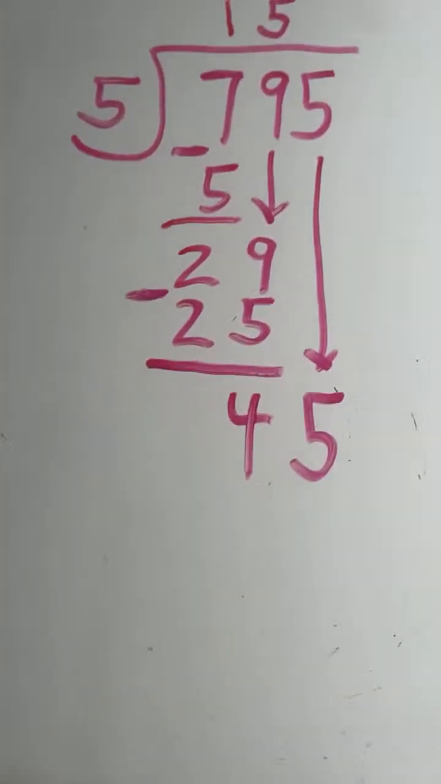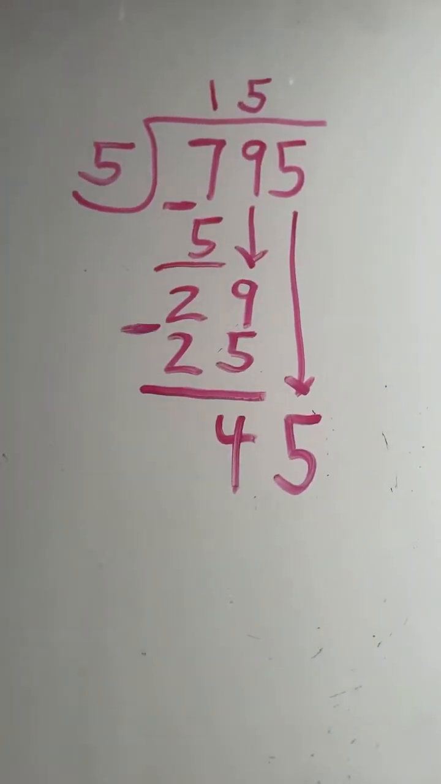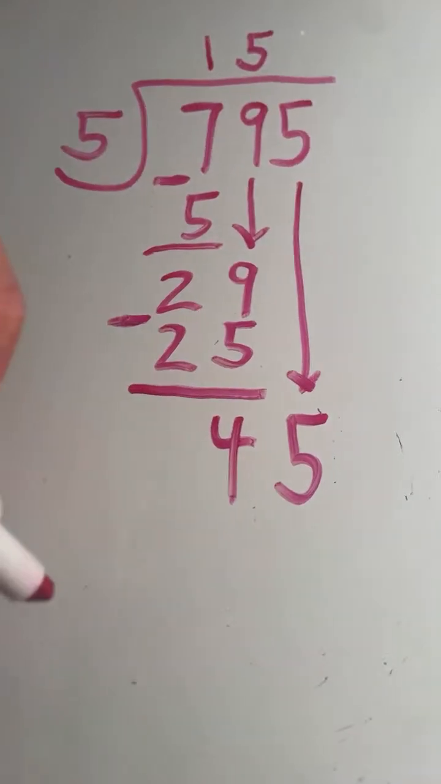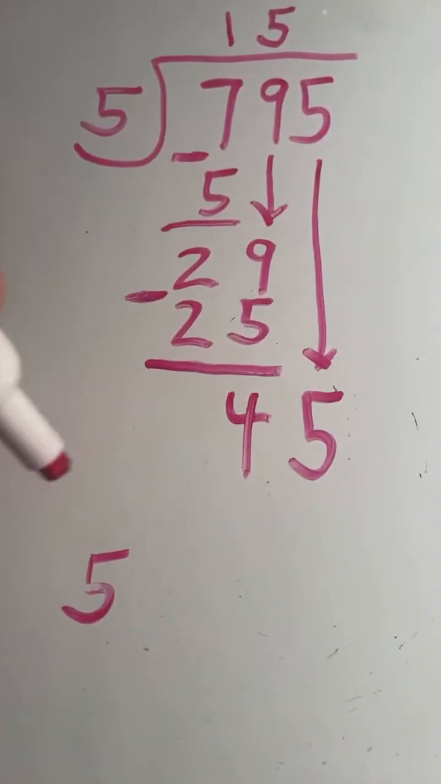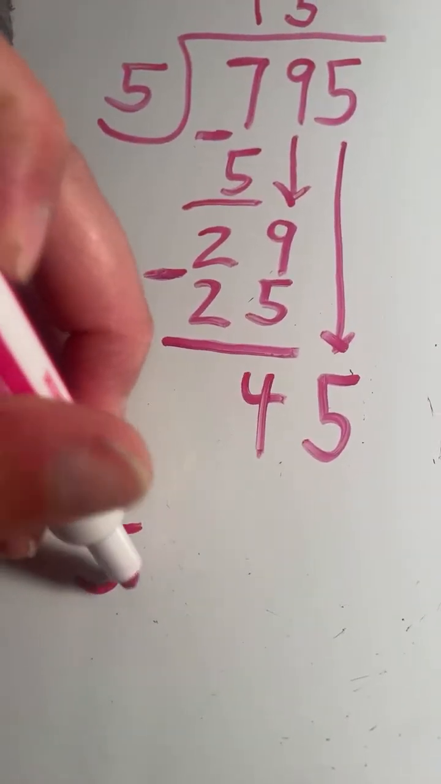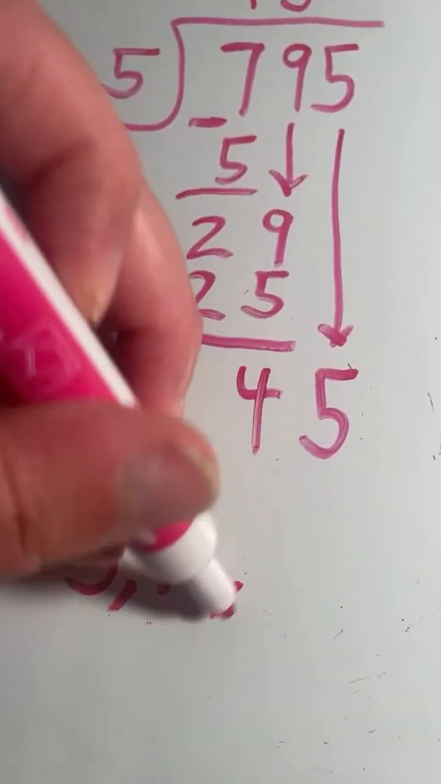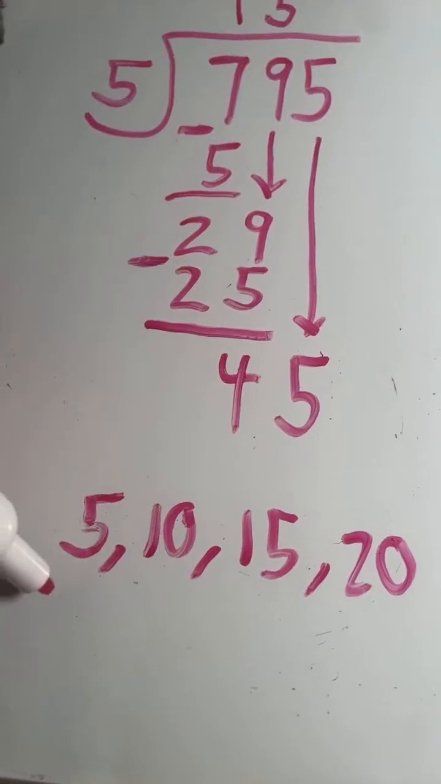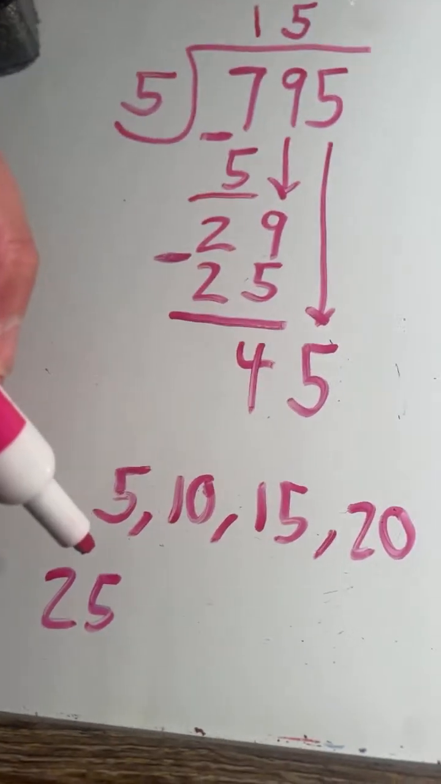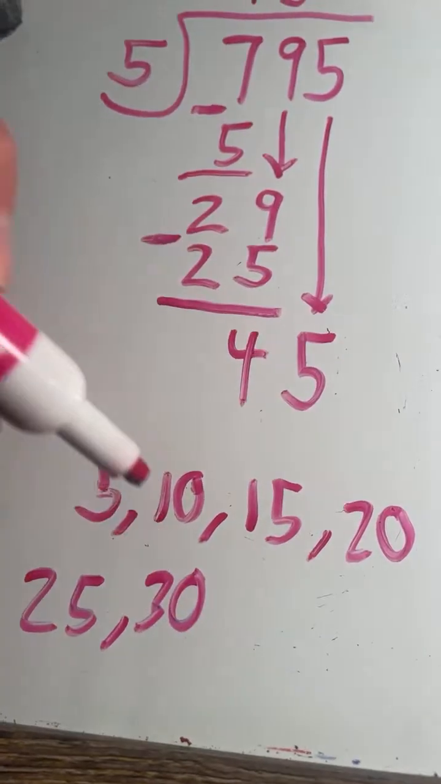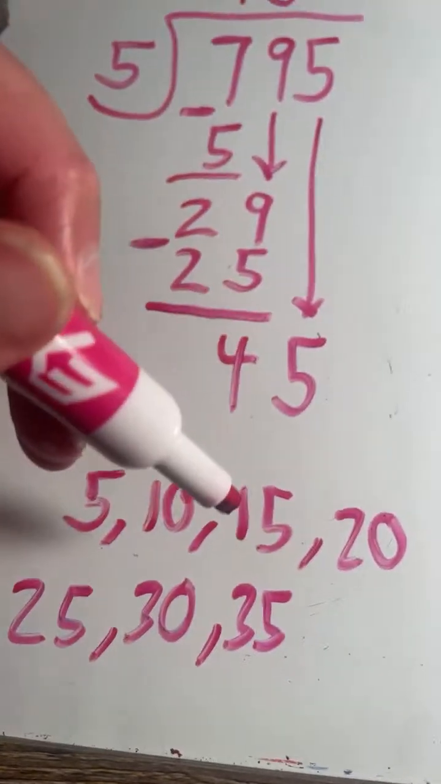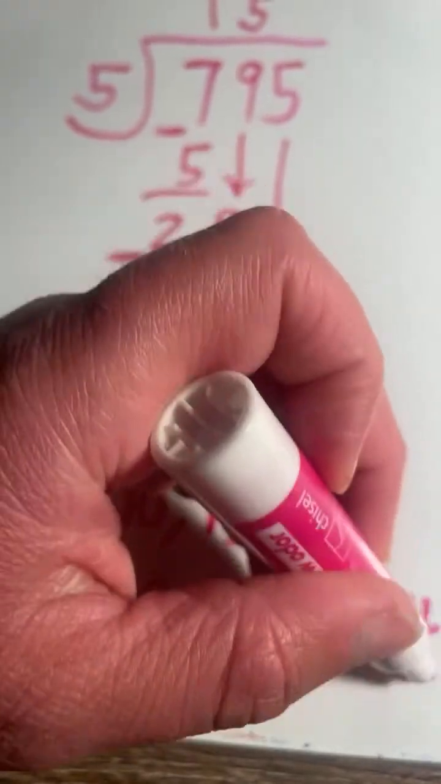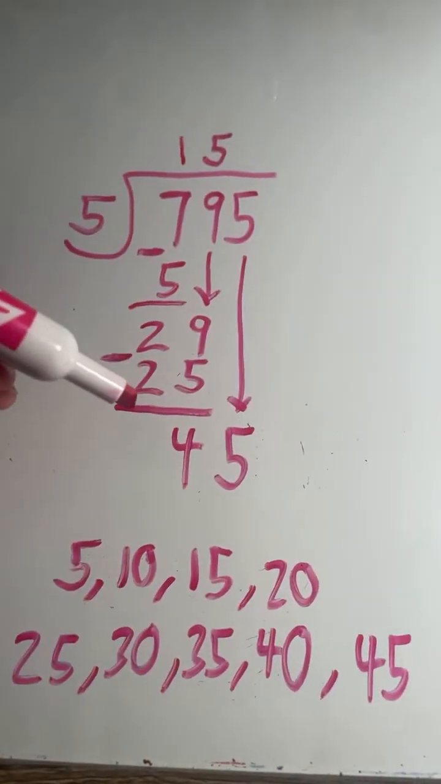45 divided by 5. So now for this one, I have to figure out how many groups of 5 go into 45. So counting by 5s again. 5, that's one group of 5. 10, two groups. 15, three groups of 5. 20, we are at 4 groups of 5. 25, we're at 5 groups of 5. 30, we're at 6 groups. 35, 7 groups of 5. 40, 8 groups of 5. 45, 9 groups of 5.